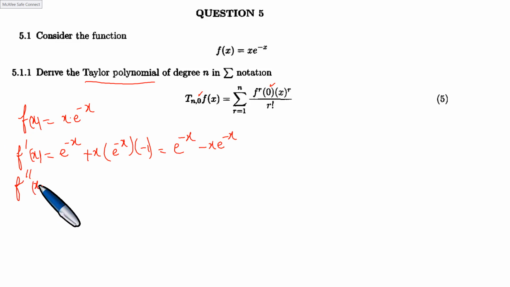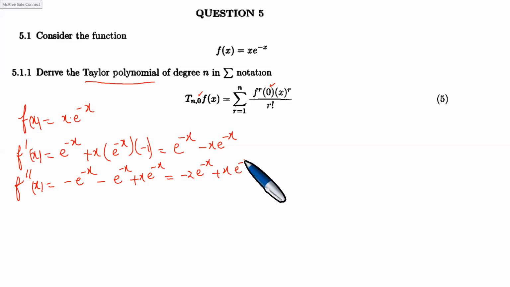The second derivative is minus e to that, plus x e to that, minus e to that, plus x e to that. The third derivative. Right, the third derivative is going to be, you find the derivative of this one, which is only 2e to the minus x, minus 2x e to the minus x.